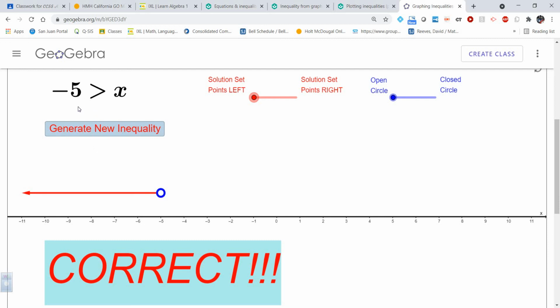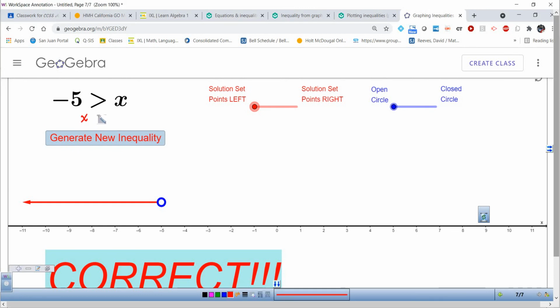Okay, so I just wanted to bring that to your attention because you are going to come across some inequalities where the variable is on the right-hand side, and you really have to think about it, or just flip it around and look at it the other way. Instead of saying -5 is greater than x, go ahead and say x is less than -5. And then it's like what you're used to, and then you can go from there.